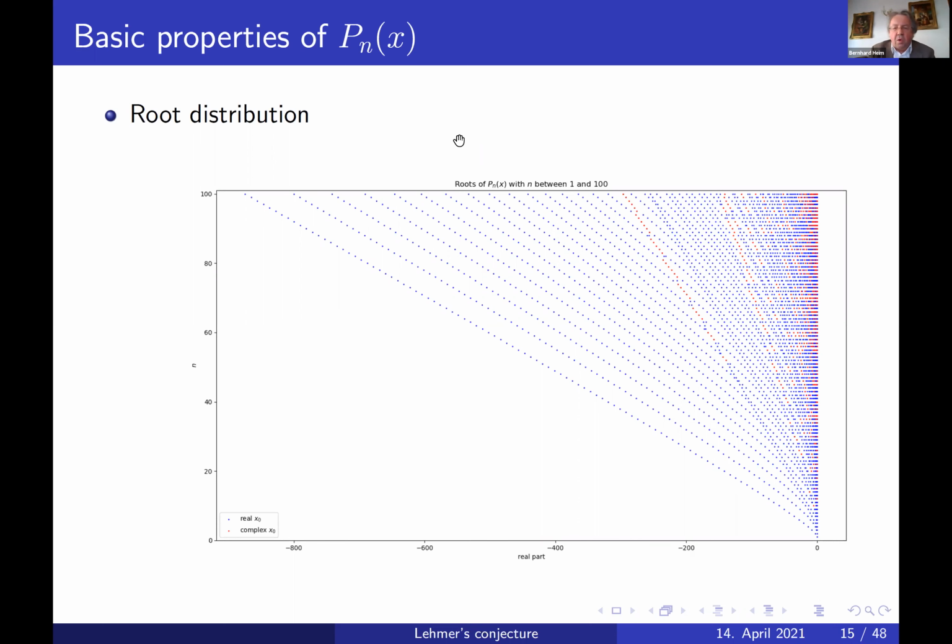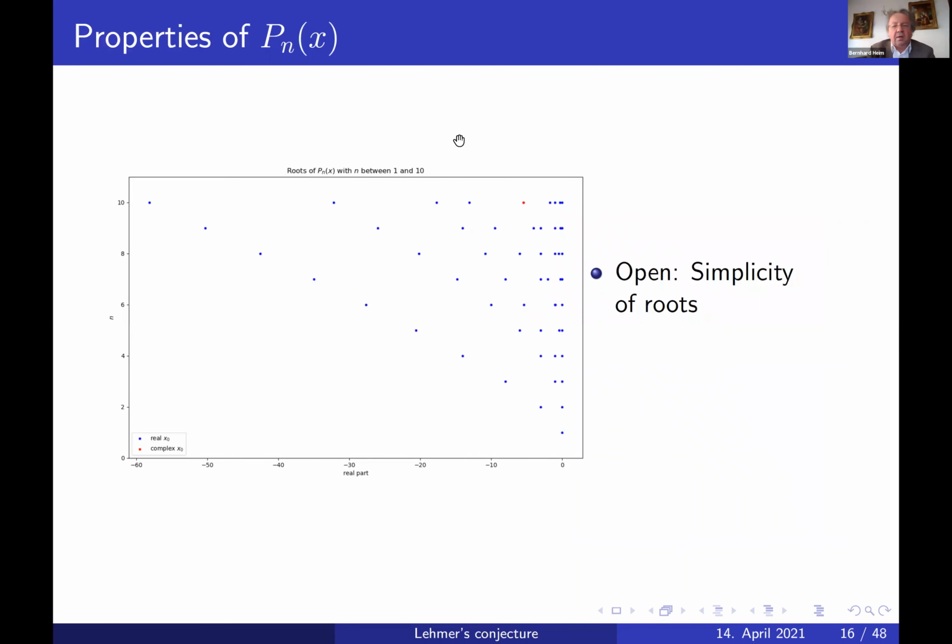actually good, because the more complex roots you have, the less real roots occur. That means the higher is the chance that the Lehmer conjecture is true. On the other side, the complex roots are also, of course, difficult to handle. Now, when you zoom in to the first 10 polynomials, you can see that the first time a complex root appears is when n is equal to 10. This also was discovered by Marcus and myself.